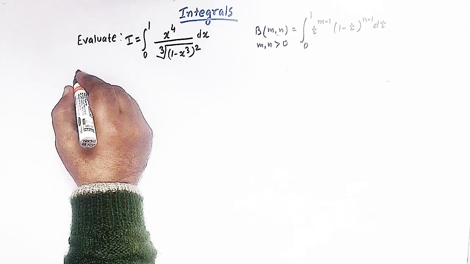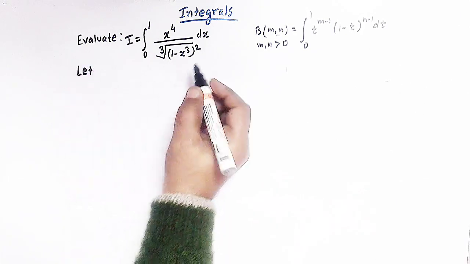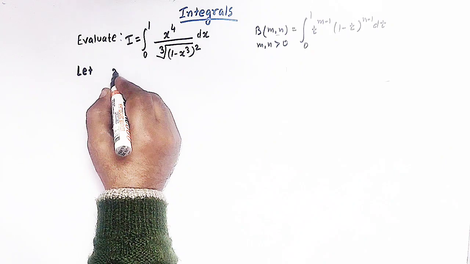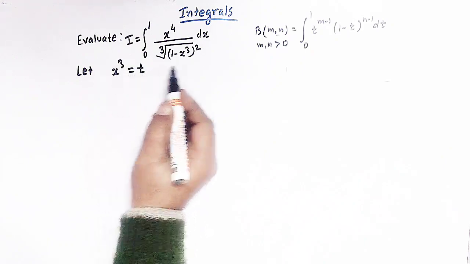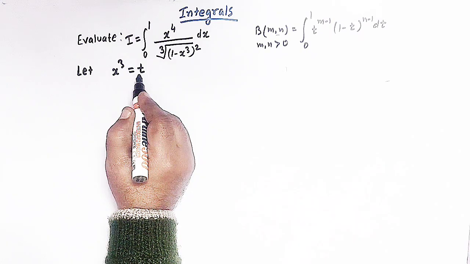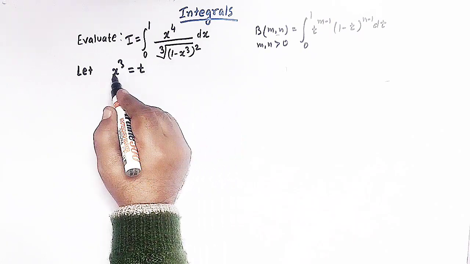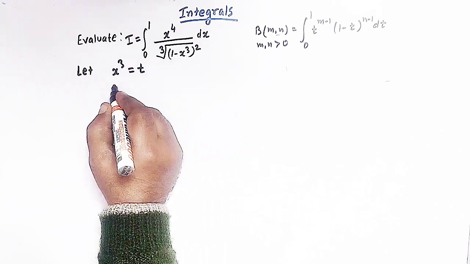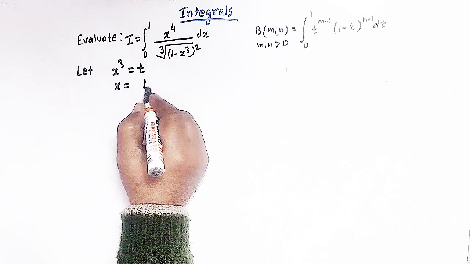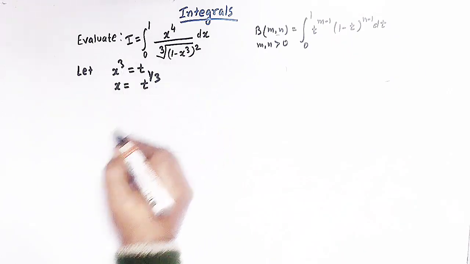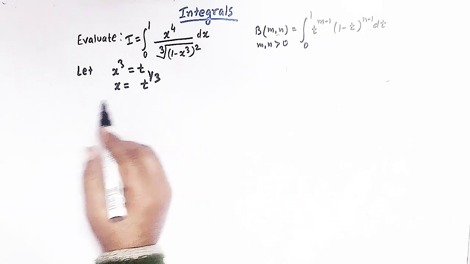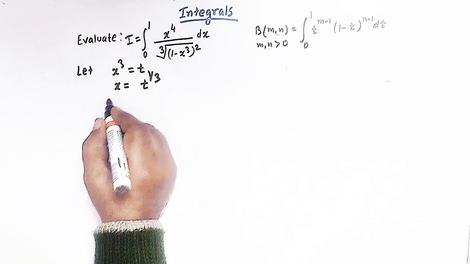So now let us substitute here x cubed is equal to t, right? So here we'll introduce this variable t such that x cubed is equal to t, or x is equal to the cube root of t, right? So let us differentiate x with respect to t.